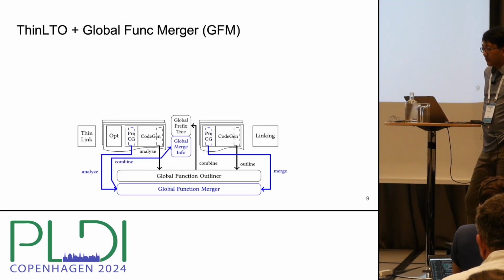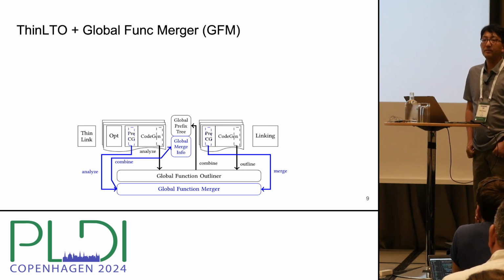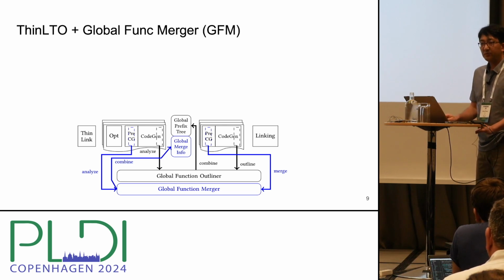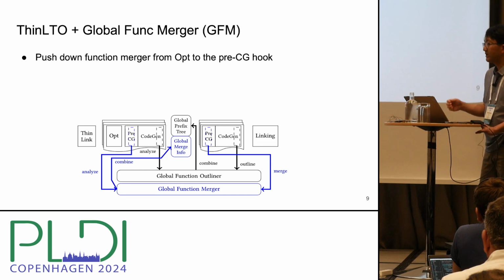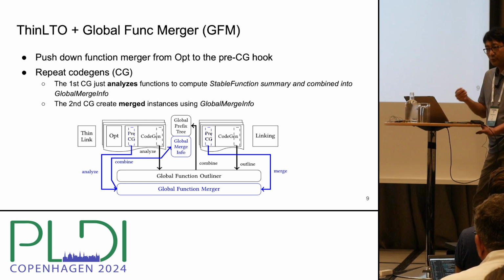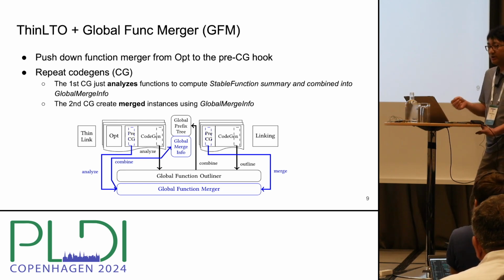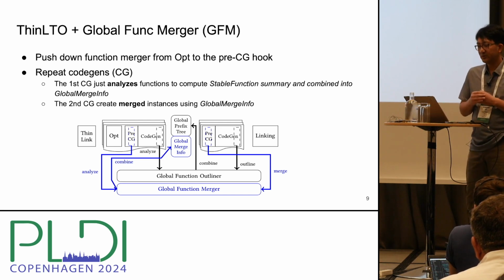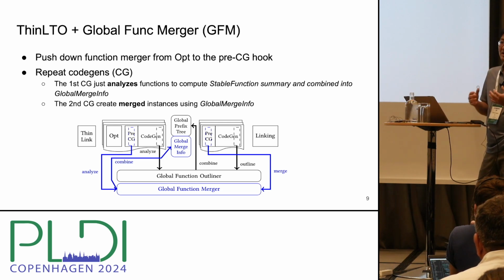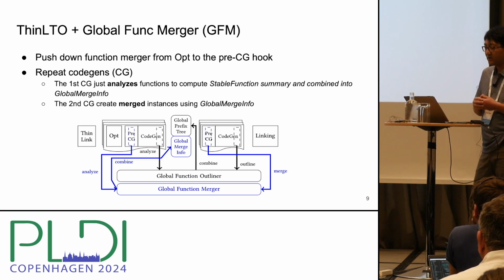So now let's explore how the global function merger is integrated into this system. Function merger was implemented at the IR level. We need to push it down to a pre-codegeneration hook first. Likewise, we need to repeat codegenerations. During the first codegen, we analyze the functions to create some stable function summary and then combine it into a global summary. During the second codegen, likewise, we create merging instances optimistically and so on.